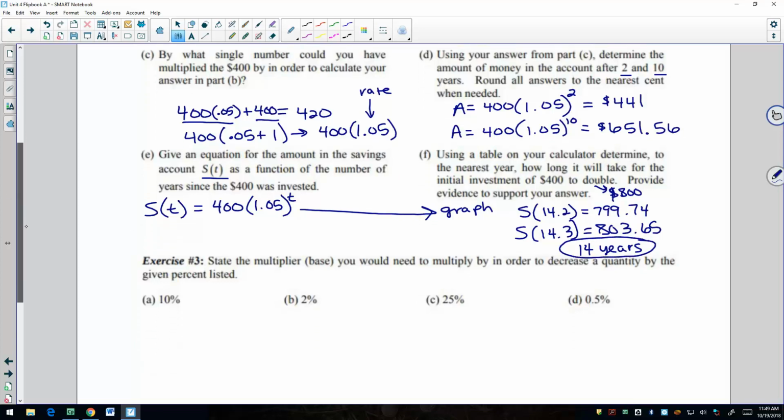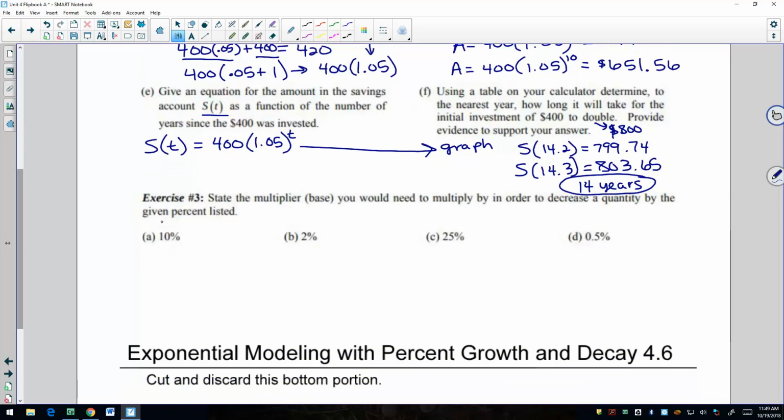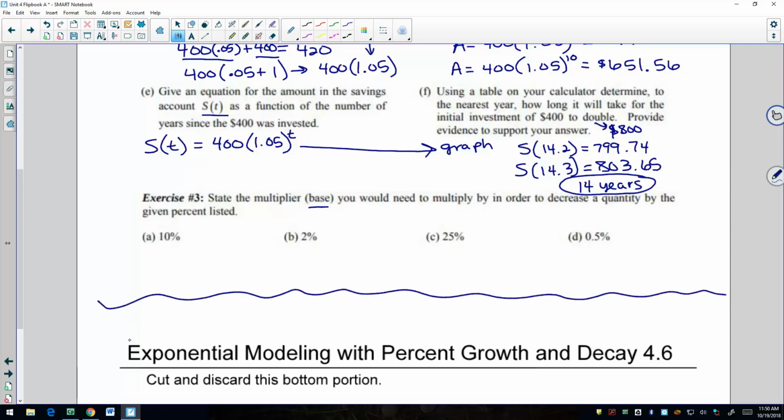Okay, the last exercise. So this is a little tricky. You really have to pay attention to this exercise because what I'm about to tell you, you're going to need for the next lesson. In this exercise, it says to state the multiplier, or the base, you would need to multiply by in order to decrease a quantity by the given percent listed. So let's take it back a second here. I'm going to do a little work underneath this squiggly. When we were increasing, so in that last example, we were increasing by 5%. We did 1 plus the percent that we were going up by.